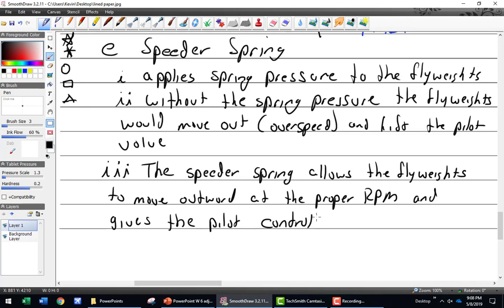Because really, all that blue knob does is it either adds pressure to the spring or takes away pressure from the spring. That's all it does. A little more pressure moves the flyweights in, tells it you're in an underspeed. A little less pressure lets them go out, tells it you're in an overspeed, and it's going to adjust to that setting.